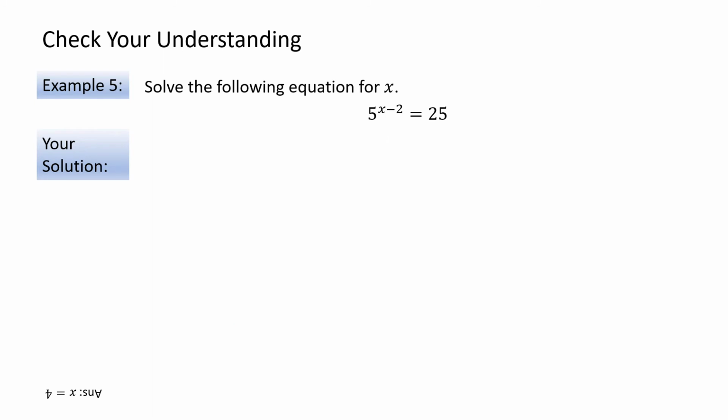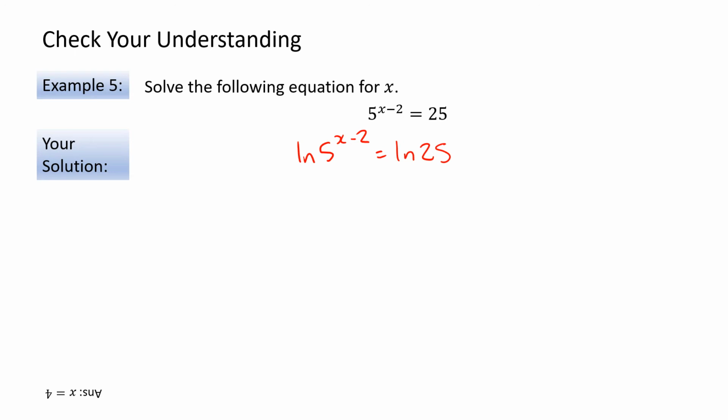Next, 5 to the exponent x minus 2 is equal to 25. So I'm going to do this using the ln method. So taking the ln of both sides. I find it to be the simpler solution. So if I take the ln of both sides, I get the ln of 5 to the exponent x minus 2 is equal to the ln of 25.